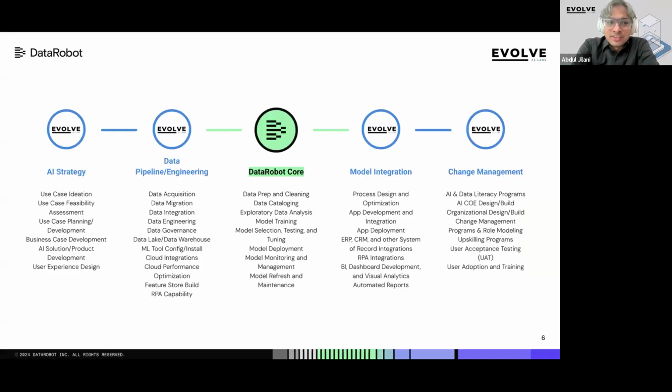Yeah, thanks, Alex. So at Evolve, we provide peripheral AI and ML services on top of DataRobot development and solutions. As you can see here, Evolve provides AI strategy, data engineering and pipelines, model building in DataRobot, integration of DataRobot models into business systems and decision systems, and anything related to change management, like retraining the models, refreshing the models, and what have you. So that's all the additional stuff that we provide on top of DataRobot.